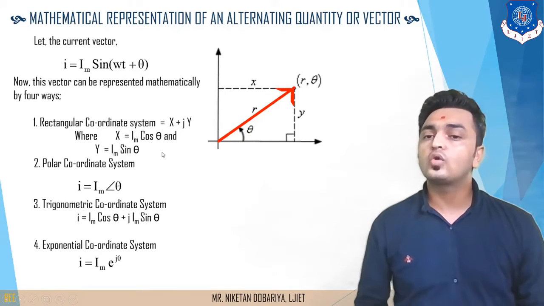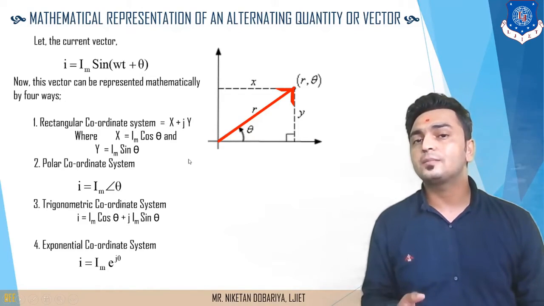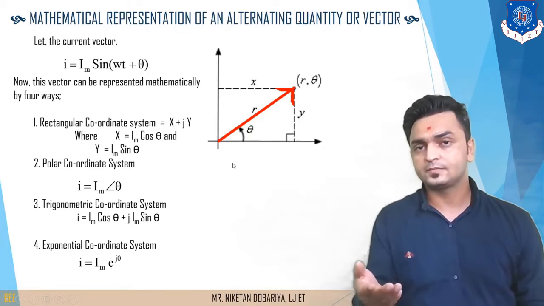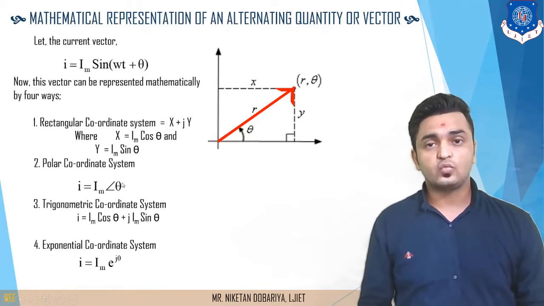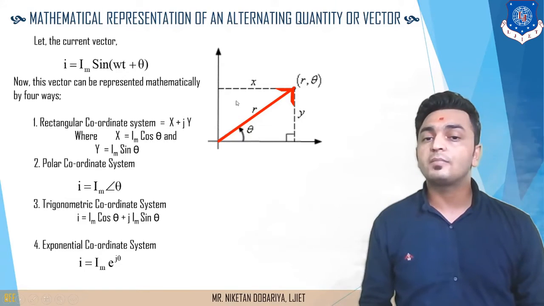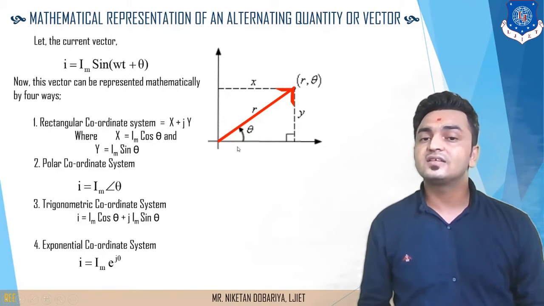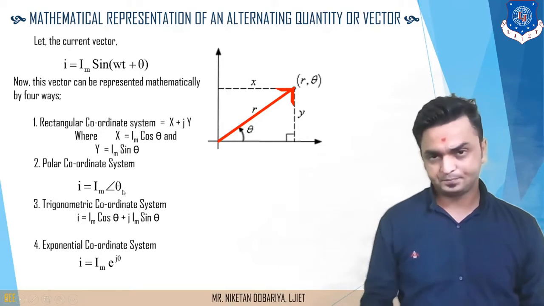Now next is the polar coordinate system. In the polar coordinate system, we define a phasor by its magnitude and angle, and that is mentioned over here. Let's say this is the current I, so that can be defined by Im angle theta, where Im is the magnitude of that vector, which is given over here by this r, and its angle is theta. So you can also write it as r angle theta.